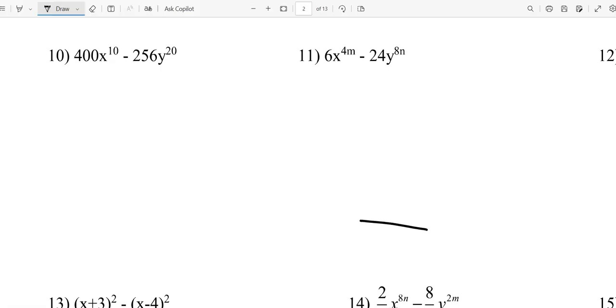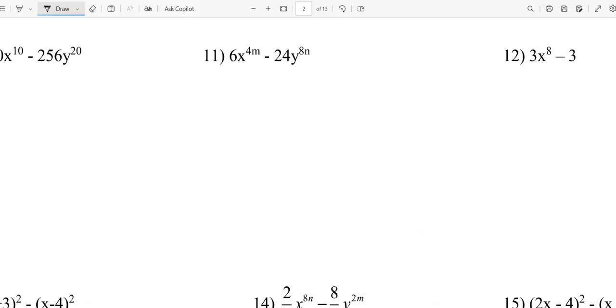GCF, do we have one? Yeah, what do they share? A 6, so let's take that out. 6 times x to the 4m will give me 6x to the 4m. And then minus 6 times what gives me 24? 4y to the 8n. If we look at what's inside the parentheses, do we have 2 terms?